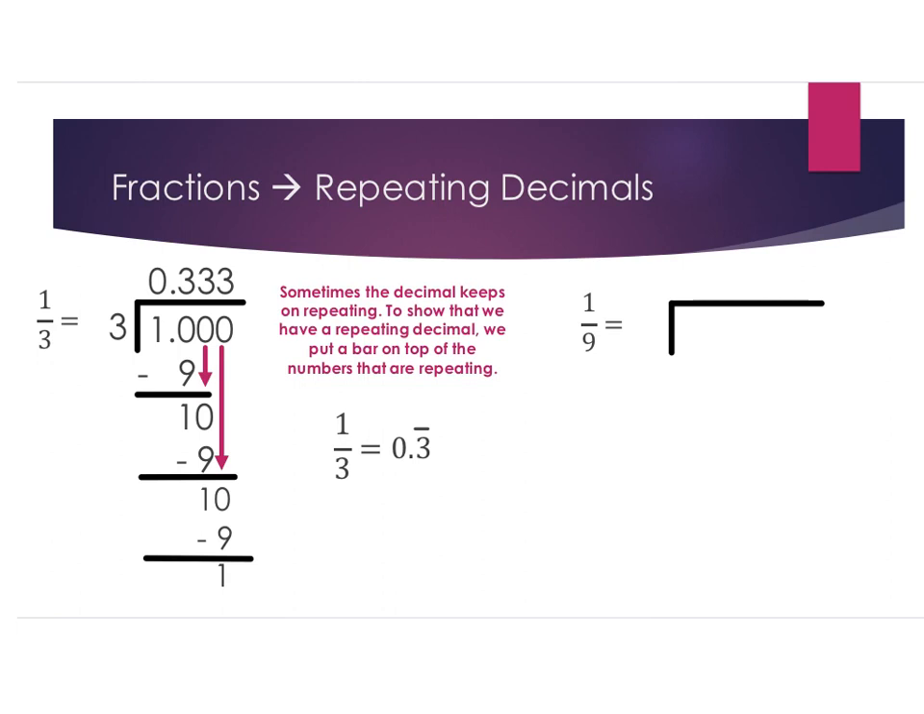Every time I subtract, I always get a 1. I got a 1 here, I got a 1 here, and I got a 1 here. So I noticed that my answer is just going to be 3, 3, 3, 3, 3, and go on and on and on. So instead of writing that forever, I'm going to write 0.3 and put this little bar on top of the 3 to show that the 3 is going to keep on going on and on and on.